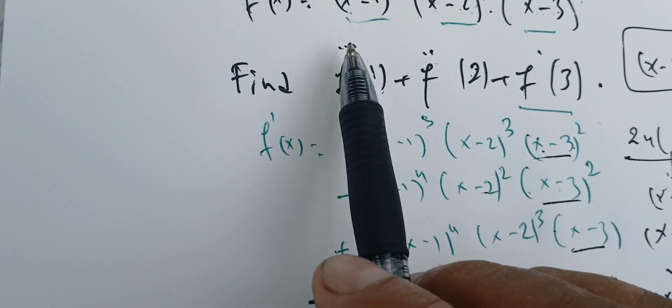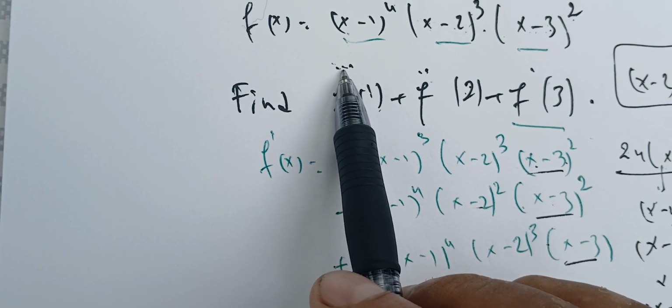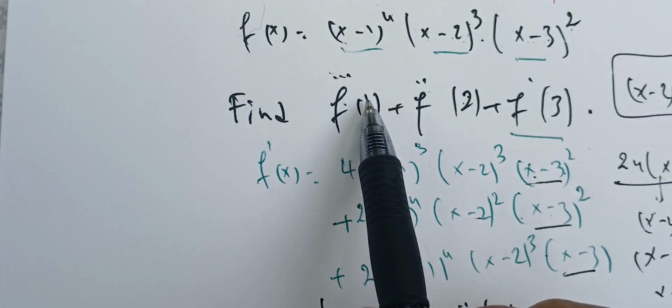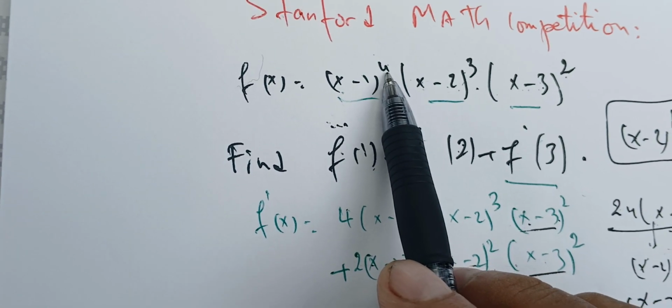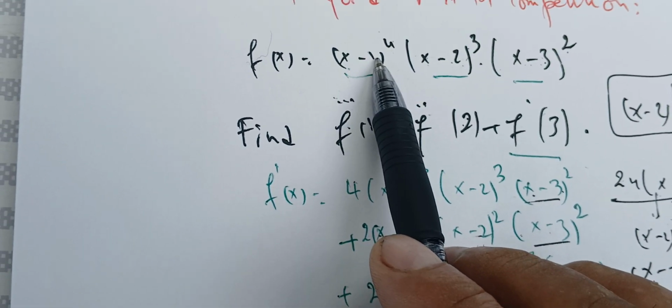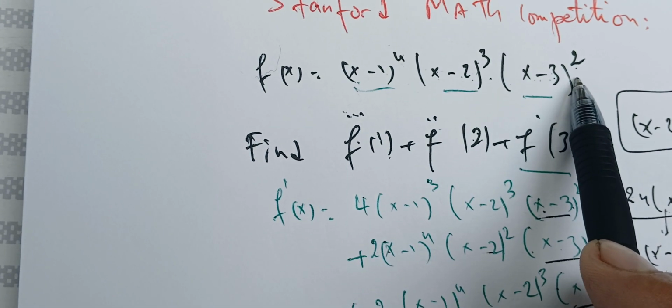If we had to compute f to the power 4, or the fourth derivative, it would be different. It will be completely different because this power will go. This coefficient x minus 1, which makes this one 0, will disappear.